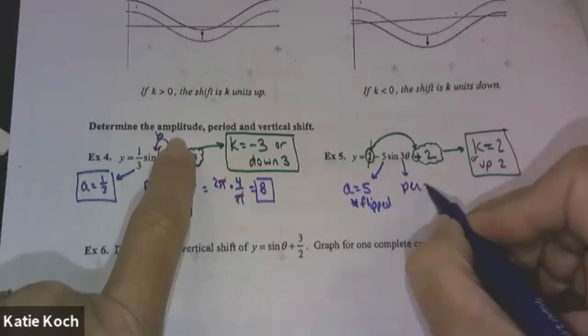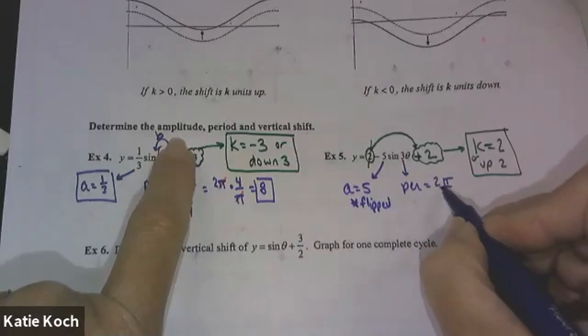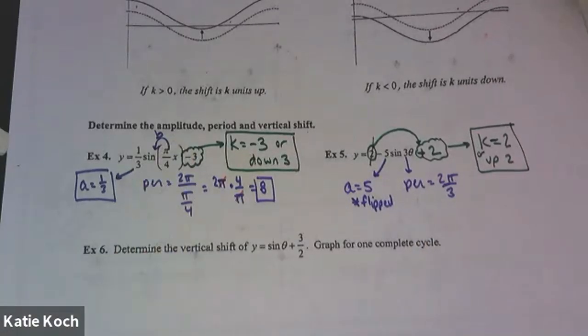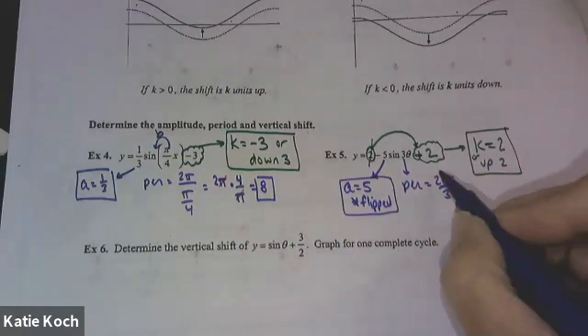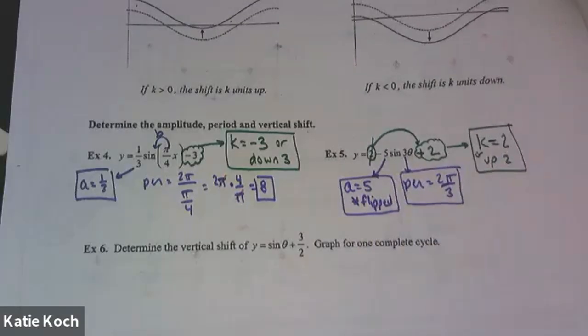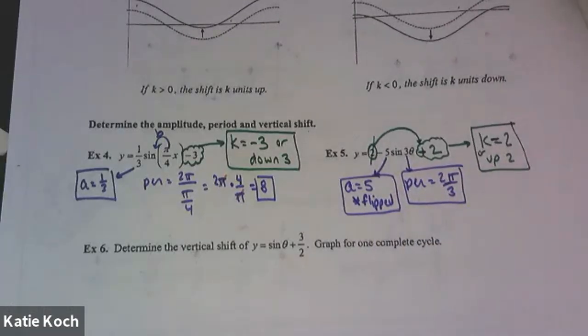So the period is 2 pi over b. Oh, that was nice. I didn't have to change anything there. So I've got an amplitude of 5 that's flipped, and I've got a period equal to 2 pi thirds. Let's put it all together.